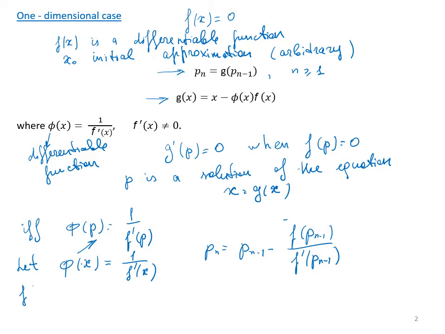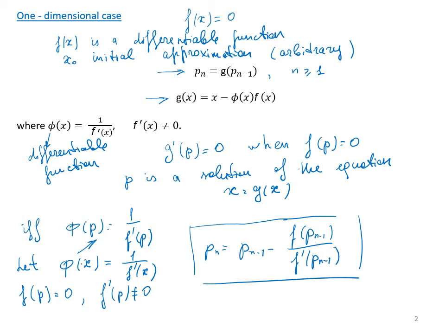If now the value of the function at p equals 0 and f prime of p doesn't equal 0, then for starting values sufficiently close to p, Newton's method will converge at least quadratically. So this is Newton's method for the one-dimensional case.